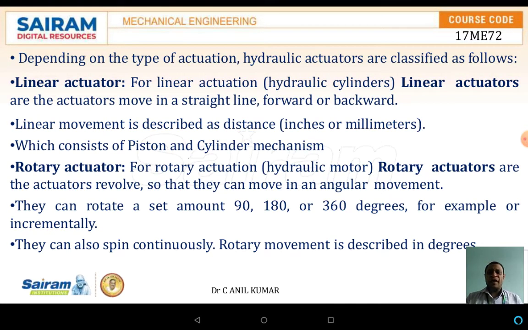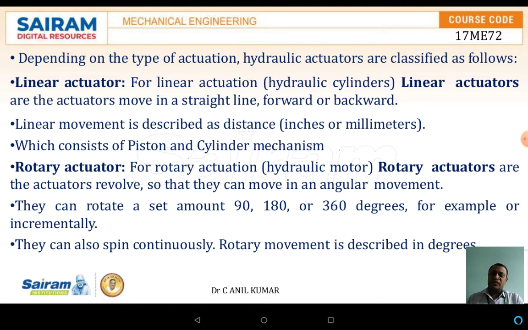Depending upon the type of actuation of the hydraulic system, the hydraulic actuators are classified as follows. The linear actuators. The linear actuators are those where the actuation takes place in a straight line, either forward or backward. The linear movement is described by distance, either in inches or in mm, and it consists of a piston and cylinder mechanism.